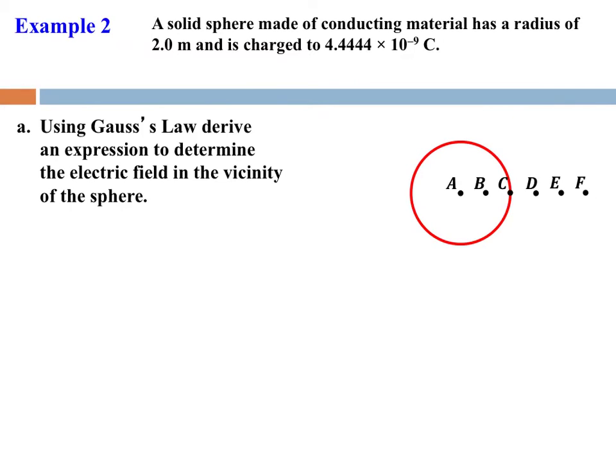In this first example, we have a solid sphere made of conducting material that has a radius of 2 meters and is charged to 4.4444 times 10 to the negative 9 coulombs. Part A says, using Gauss's law, derive an expression to determine the electric field in the vicinity of the sphere. So, start with Gauss's law.